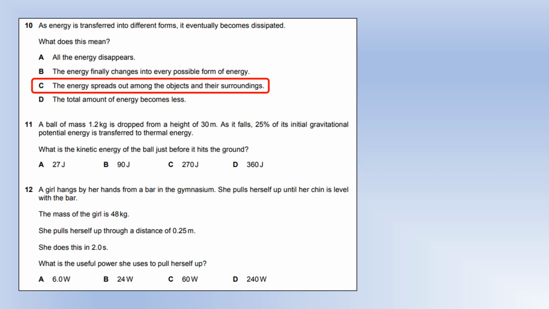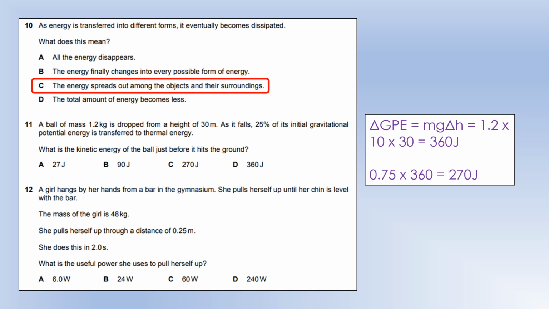So a ball of mass 1.2 kilograms is dropped from a height of 30 meters. As it falls, 25% of its gravitational potential energy is transferred to thermal energy. What is the kinetic energy just before it hits the ground? So, first thing you can work out is how much GPE it loses by falling 30 meters, 360 joules. We're told 25% is transferred to thermal energy, which means 75% will be turned into kinetic energy. So that's why 0.75 times 360 gives us 270 joules of energy.